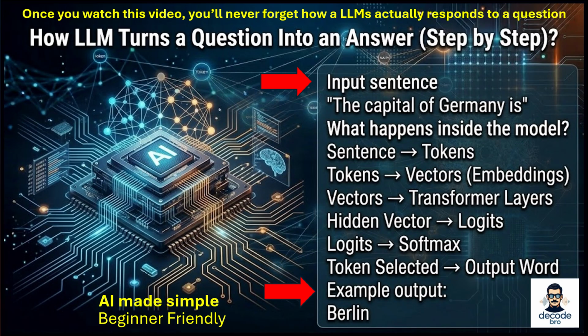Imagine you type "The capital of Germany is". At first glance, it seems simple, but inside the model, a fascinating journey unfolds. Your sentence is first broken into tokens, then converted into vectors, processed through transformation layers, and transformed into logits, converted into probabilities via softmax, and finally the most likely token is chosen, giving us the answer Berlin. By the end of this video, you will see every step as if peeking directly into the AI's brain.